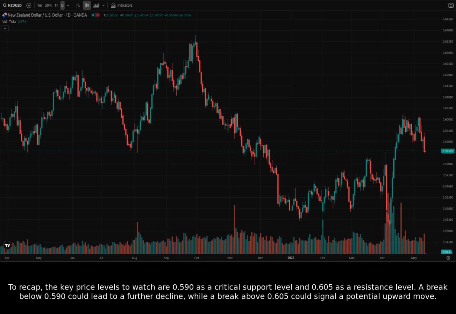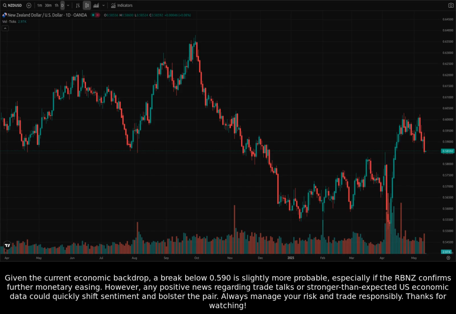To recap, the key price levels to watch are 0.590 as a critical support level and 0.605 as a resistance level. A break below 0.590 could lead to a further decline, while a break above 0.605 could signal a potential upward move. Given the current economic backdrop, a break below 0.590 is slightly more probable, especially if the RBNZ confirms further monetary easing. However, any positive news regarding trade talks or stronger-than-expected U.S. economic data could quickly shift sentiment and bolster the pair.